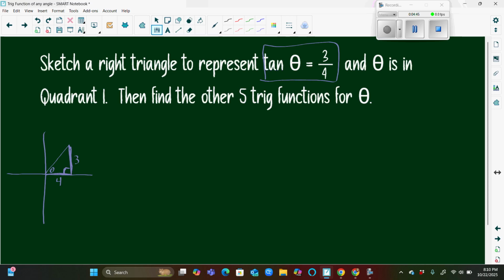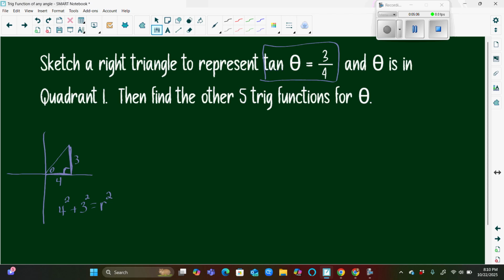Now, in order to do that, I need to know the radius or the hypotenuse of this triangle. So what we're going to do is use the Pythagorean theorem. So we have 4 squared plus 3 squared equals the hypotenuse squared, and we're going to call that hypotenuse r for radius.